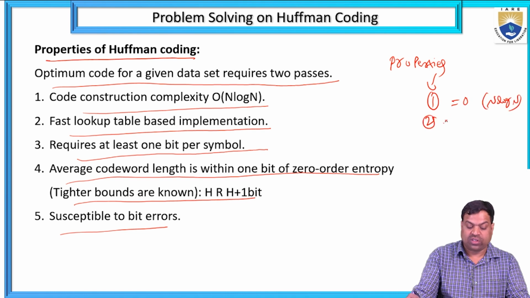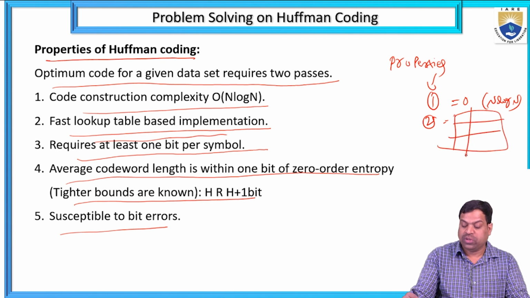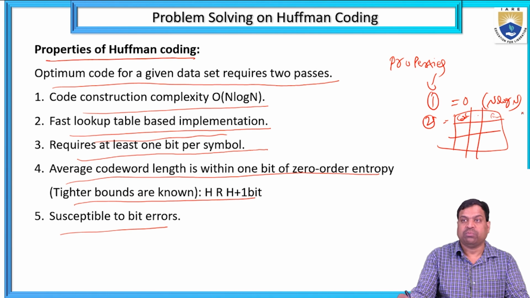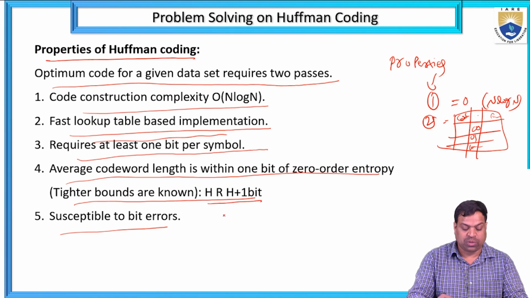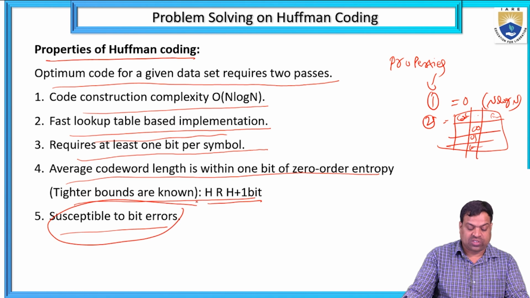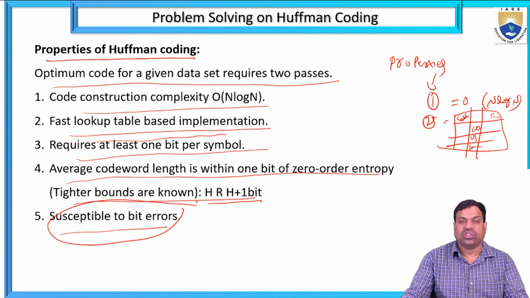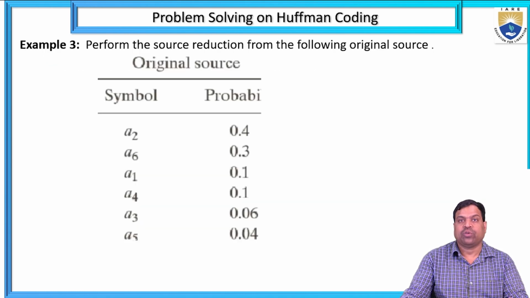When I'm going for the lookup table based implementation, what does lookup mean? The code word, code length, and frequency are important. It requires at least 1 bit per symbol, like 0, 0, 0, 1, 1, 0, 0, at least 1. The average code word length is within the zero order entropy, that is H to H plus 1 bit, and susceptible to bit errors. So these are the properties of Huffman coding.